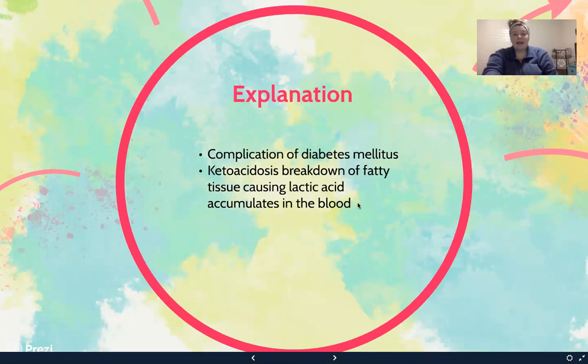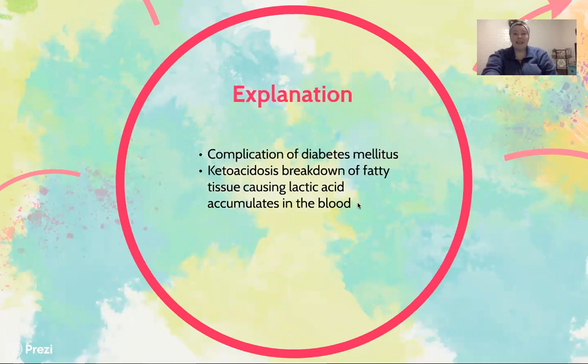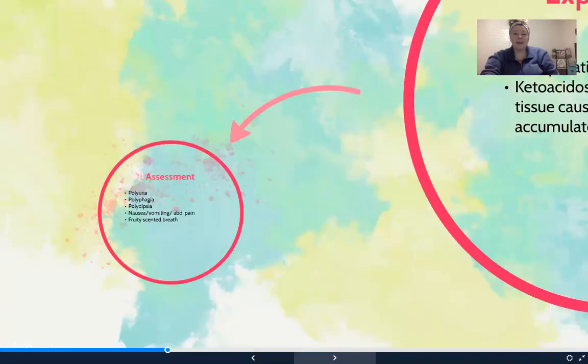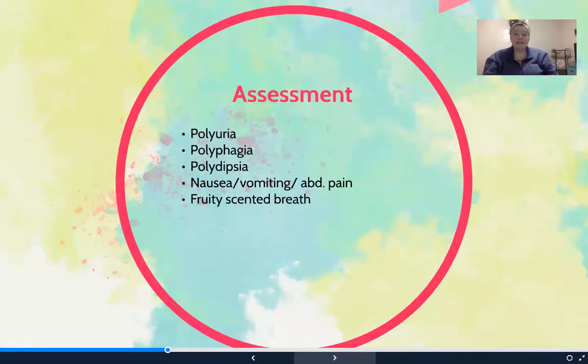Ketoacidosis is the breakdown of fatty tissue causing lactic acid that accumulates in your blood. Assessment-wise, you'll see your classic 3Ps: polyuria, polyphagia, polydipsia, nausea, vomiting, abdominal pain, and they'll have that hallmark sign of fruity scented breath.